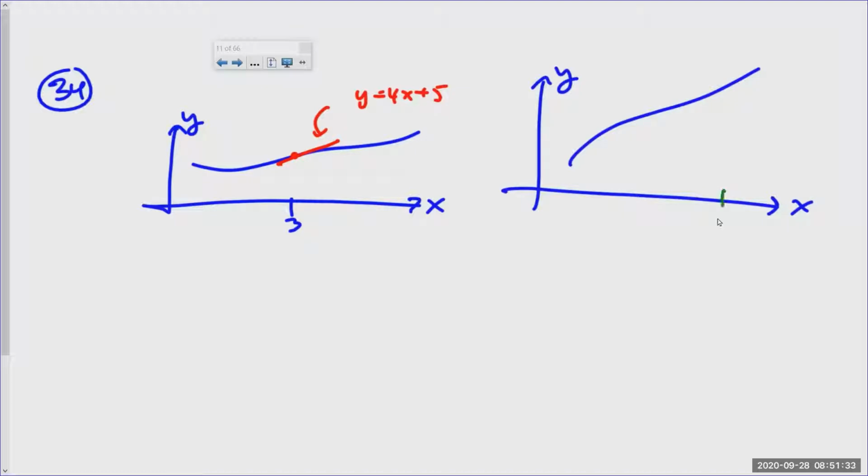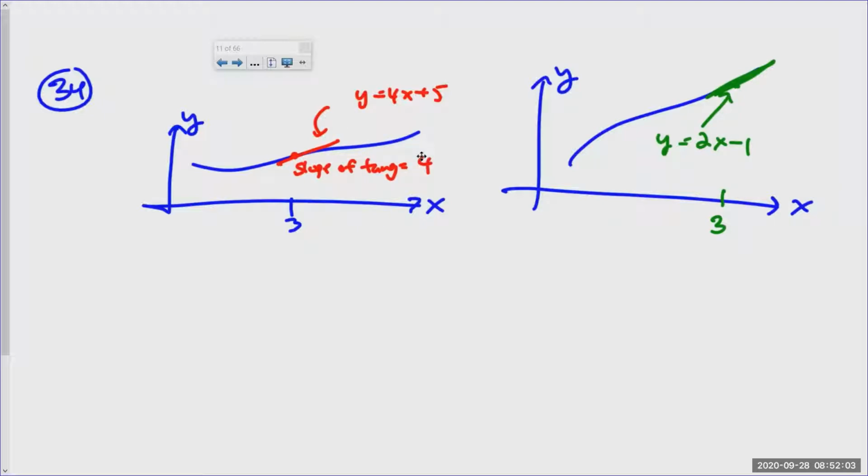Say that this is at x equals 3. So they're saying this graph right here, if I did a tangent line, the equation of the tangent line is y equals 2x minus 1. Okay, guys, if I know that this is a tangent line at x equals 3, what do I know about the slope of the tangent line here? What's the slope of this tangent line? What's the slope of this line?